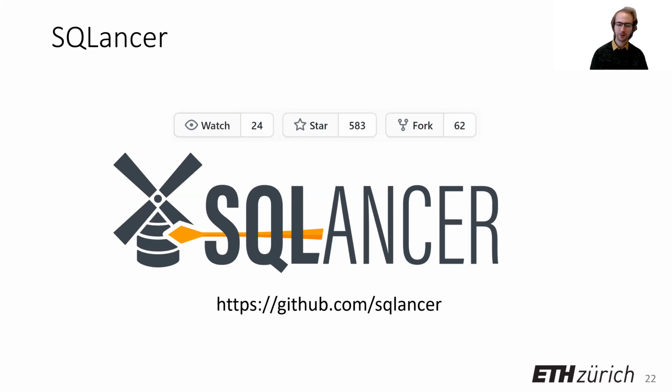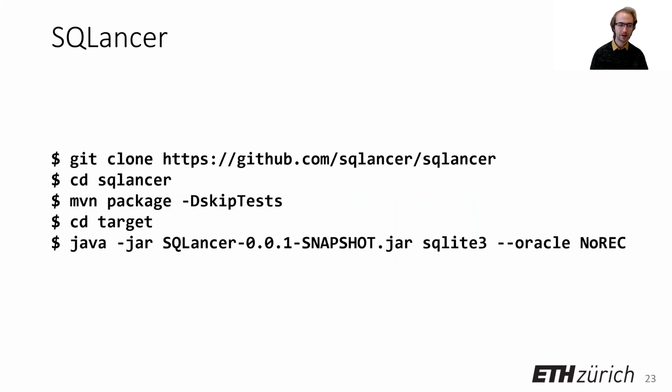Thus, we came up with SQLancer, which is a tool to automatically test DBMSs. Actually, SQLancer is available on GitHub, and it should be quite straightforward to get started with it. So you can basically clone the repository, use Maven to build the project since it's written in Java, and then execute a jar specifying which DBMS you want to test and also which oracle to use.